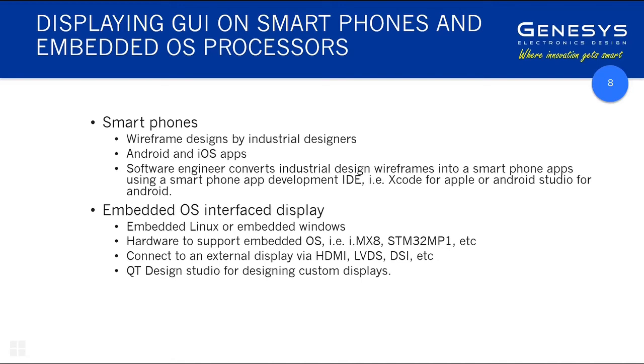For embedded OS interface displays, so that's anything on either embedded Linux or embedded Windows, you have to have the hardware to support that. So things like an IMX8 or an STM32MP1, these are embedded Linux processors that you can put onto an embedded device and host these embedded OSs. And you can, of course, connect displays by the usual means of HDMI, LVDS, DSI, whatever it may be.